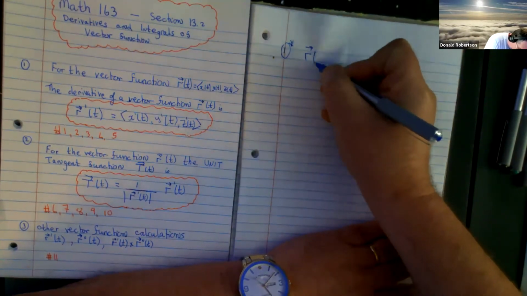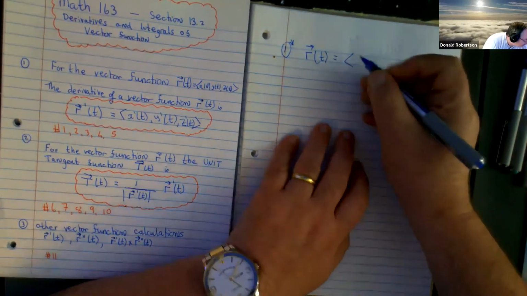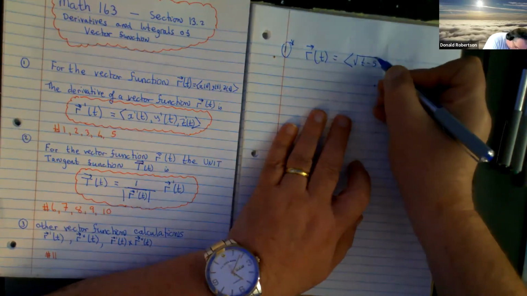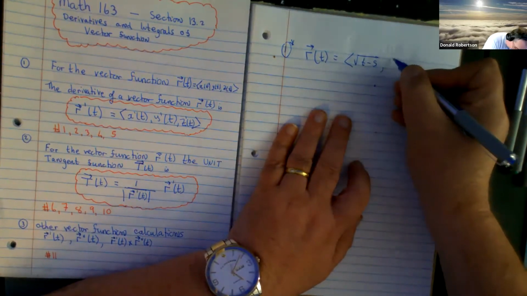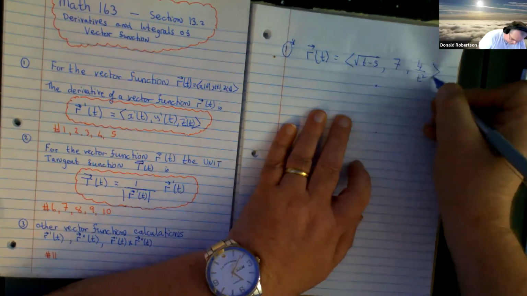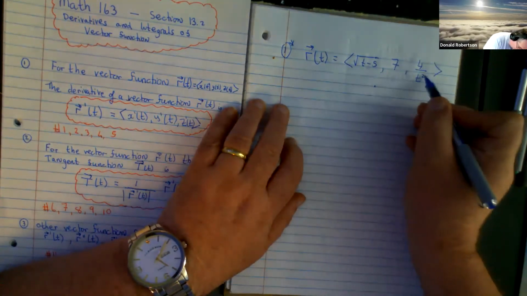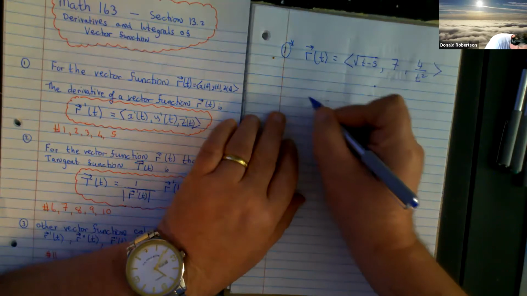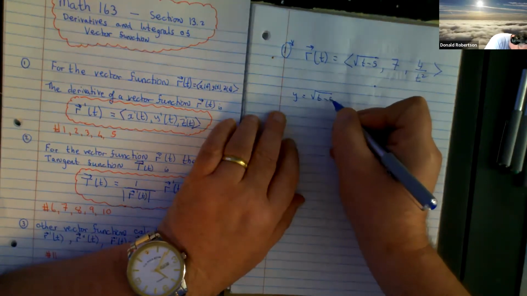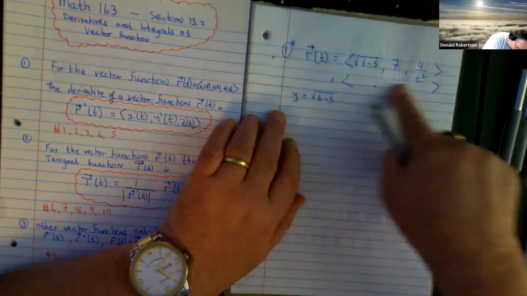I'm just doing a kind of combination of situations. So we'd have the square root of t minus 5, and then we have 7, and then we have 4 over t squared. And what you need to do is differentiate each one of these separately. Now, I would probably do this kind of at the side. This is like my working. And then once I've finished it all, I'm going to write the answer here.